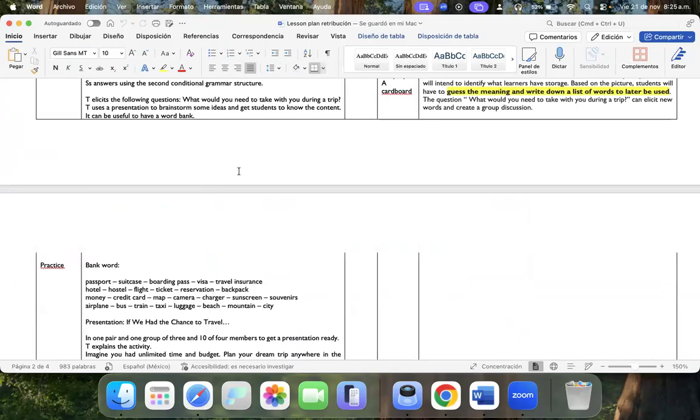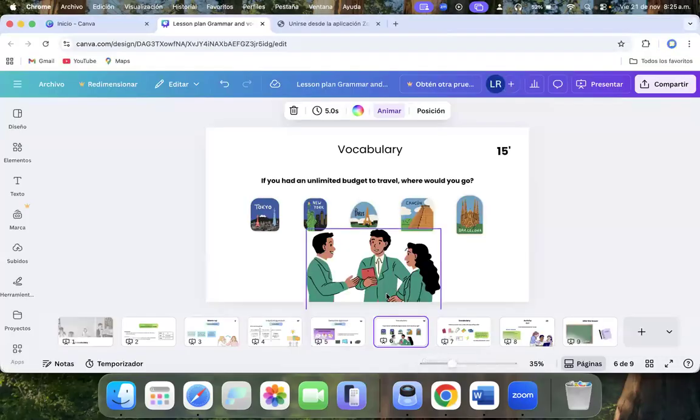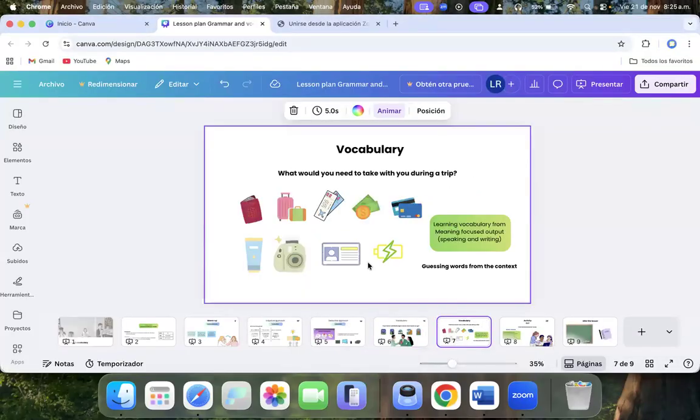And they say, okay, maybe I need my cell phone, luggage. I would need a camera because I want to take pictures, maybe my passport. And so they start discussing some words, but you are going to provide them with more. For that, I would suggest using flashcards with a presentation. This is really useful because instead of translating the whole word, you give them the image and the word, and based on what they can see, they deduce the meaning of the word.